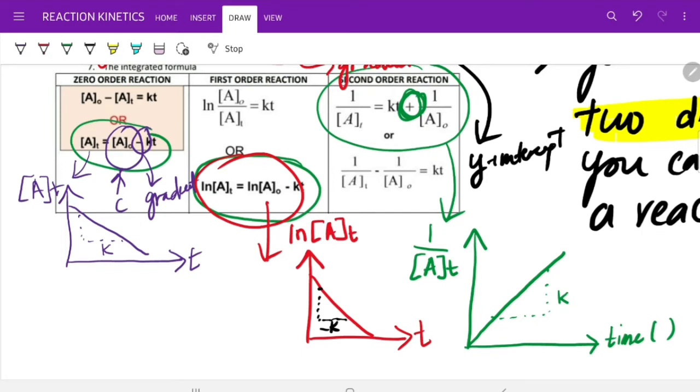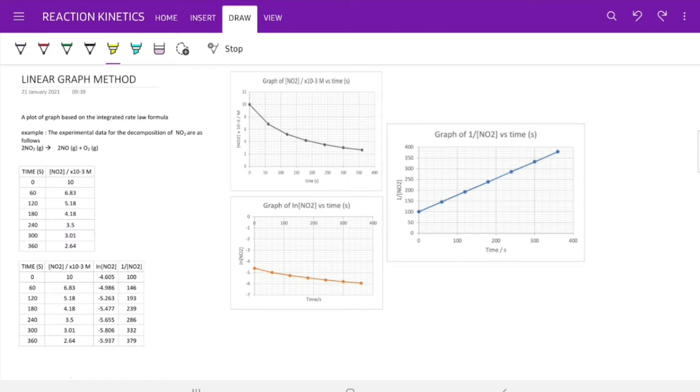If you plot the graphs based on these different formulas and you get a straight line for one of them, that means that is the order of reaction for that reactant. So I'm going to explain to you with another example, which might be helpful for you to understand this better. Okay guys, so let's look at this one example.